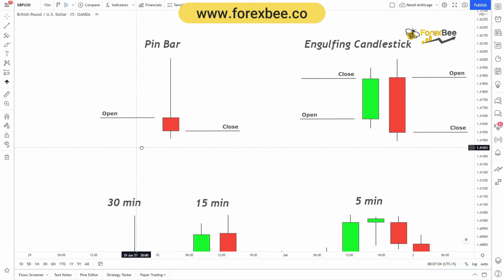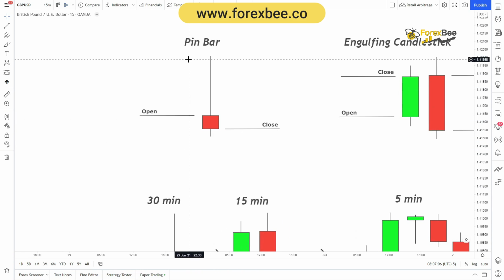So the first thing is, what is a pin bar? Now, a pin bar candle can be spotted anywhere on the charts whenever you see a candle which has a very long wick and a very small body. The pin bar can either be a bullish pin bar or a bearish pin bar. This one is a bearish pin bar because the very small body is at the bottom of the whole candle, and there's a very long wick at the top.